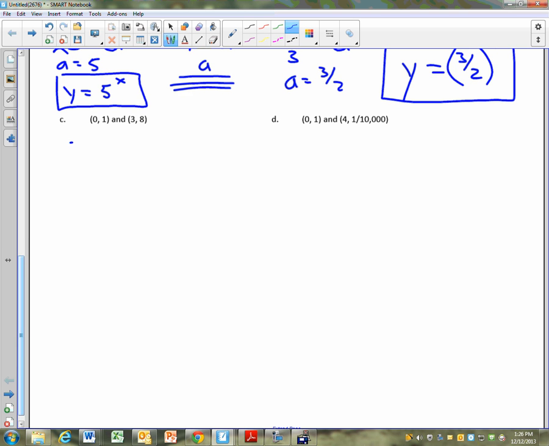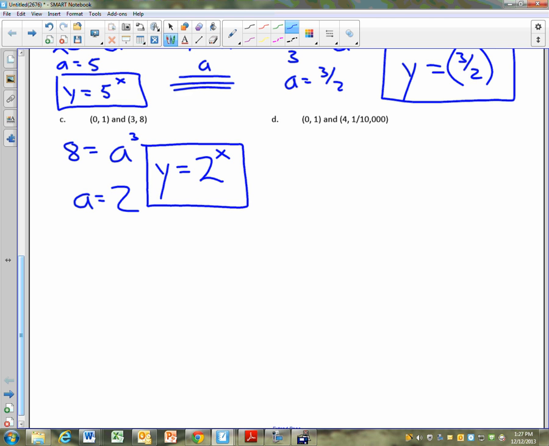Here we have our y value is 8 and our x value is 3. What number do you raise to the third power to get 8? 2. So if a is 2, then the function is y equals 2 to the x. And finally, the last one, 4 and 1/10,000. So my y value is 1/10,000 is equal to a to the 4th power.